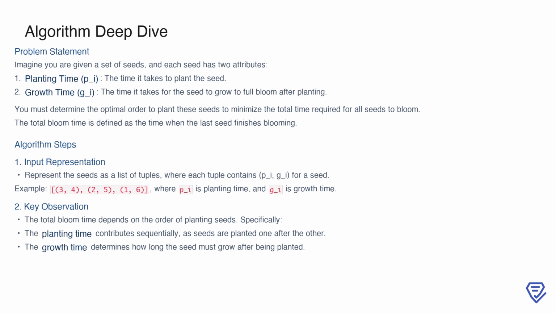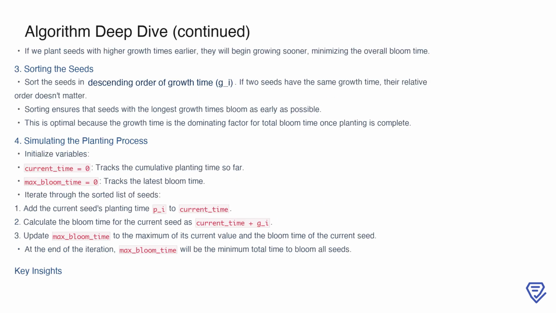A critical observation is that the total bloom time for all seeds depends on both the planting times and the growth times, meaning the order of planting directly impacts the result. So, our task is to find the most efficient planting sequence to ensure that the last seed blooms as early as possible. To achieve this, we make an important observation: planting seeds with higher growth times earlier allows them to start growing sooner, which minimizes the overall bloom time.